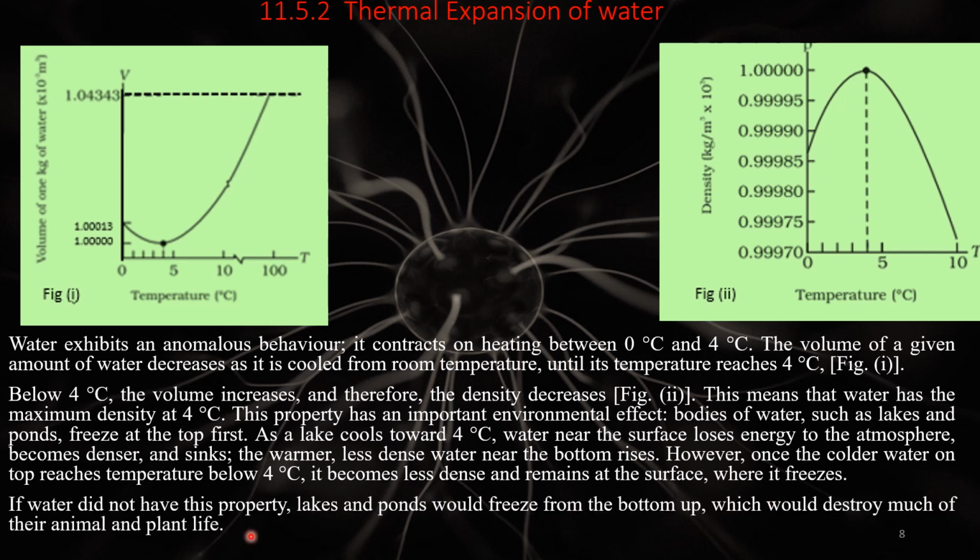If water did not have this property, lakes and ponds would freeze from the bottom up, which would destroy much of their animal and plant life. So this particular anomalous behavior is very helpful in environmental protection.